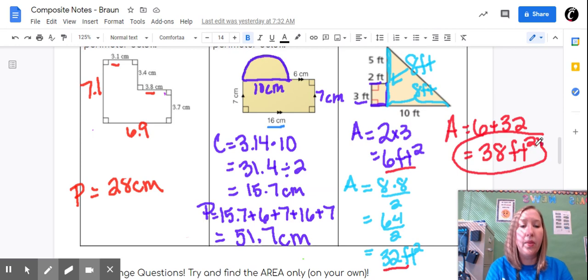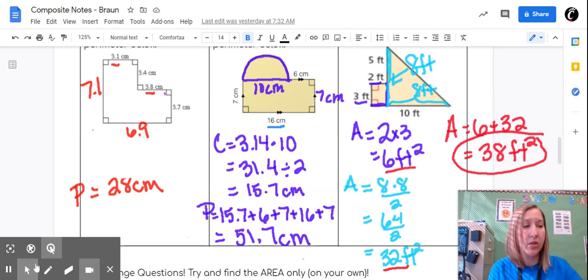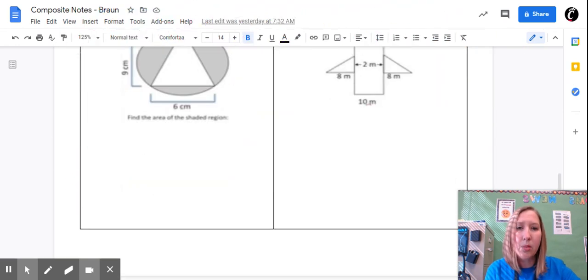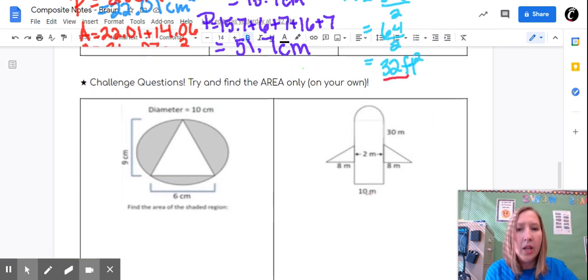Okay, so that wraps up how we find area for composite shapes, composite figures. For the rest of this, there are some other ones that are some challenge questions. I do want you to try some of these on your own. They are a little tricky. Just kind of think about what they are telling you.